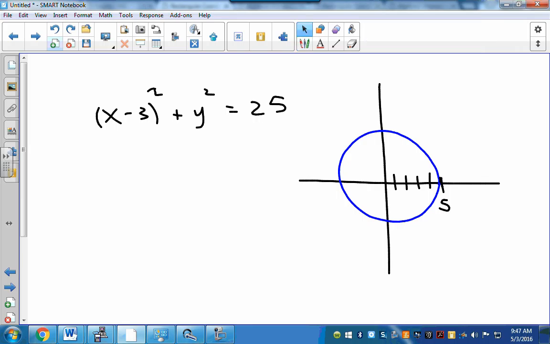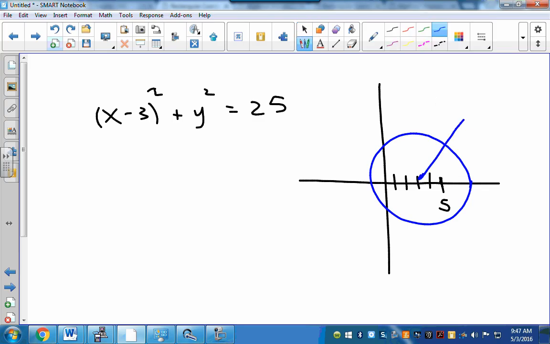Okay. What does replacing x with x minus 3 do to the picture? It moves it. Which way? Up, down, left, or right? Right. How much? 3 units. Okay. So I should be able to think of my center as moved, so the center is over here at 3. What I've done is this is now the center at 3, 0.